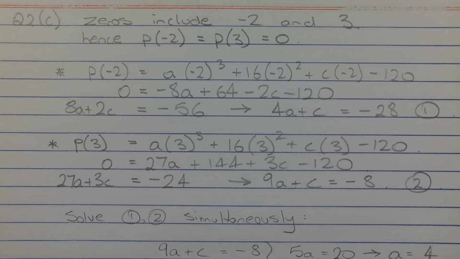Let's form our first equation. We have p of -2 is equal to a times -2 in brackets cubed plus 16 times -2 in brackets squared plus c times -2 in brackets minus 120. And if we expand the brackets, and we know that p of -2 is equal to 0, we get 0 is equal to -8a plus 64 minus 2c minus 120. You can see the significance of using brackets here, especially when we're substituting negative values and we're squaring it.